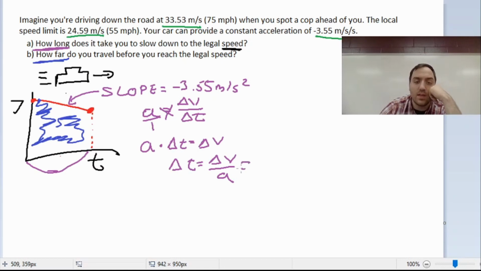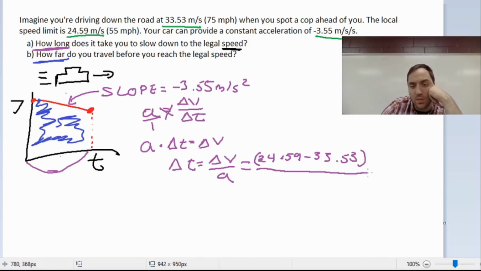Delta v, delta is always final minus initial, so it's my final velocity minus my initial velocity. In this case, that is going to be 24.59 minus 33.53. You'll notice I'm using the meters per second and not the miles per hour.